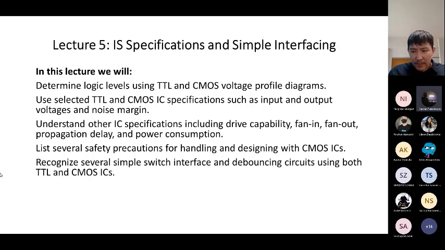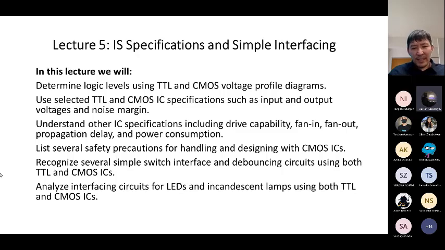Okay, next. Recognize several simple switch interface and bouncing circuits using both TTL and CMOS integrated circuits. Actually, tomorrow in the lab you will do this kind of work. And analyze interfacing circuits for LEDs and incandescent lamps. Incandescent in Russian means накаливание. Incandescent lamps are just these old lamps, лампы накаливания. Using both TTL and CMOS integrated circuits. Actually, you perform this kind of work in the lab by using Multisim, but anyway, we'll cover this topic.